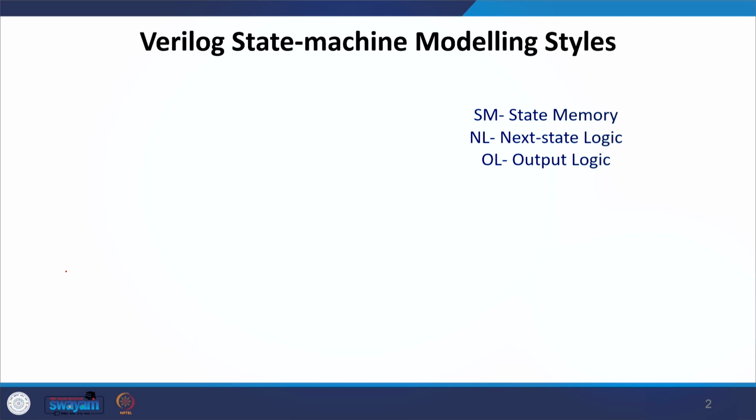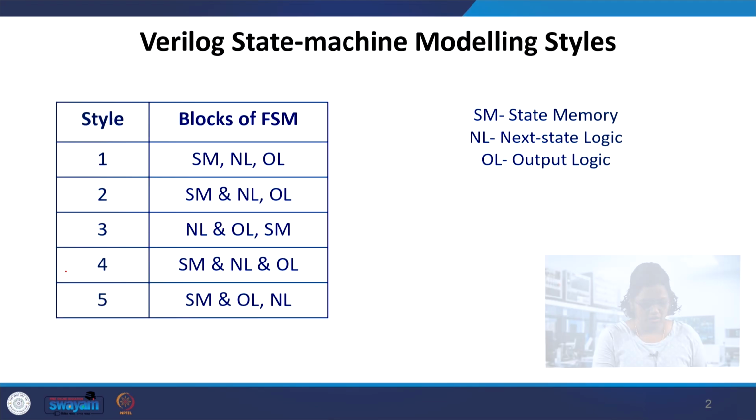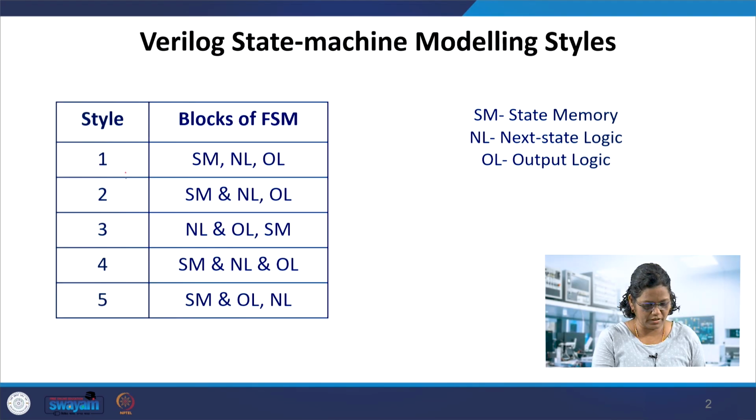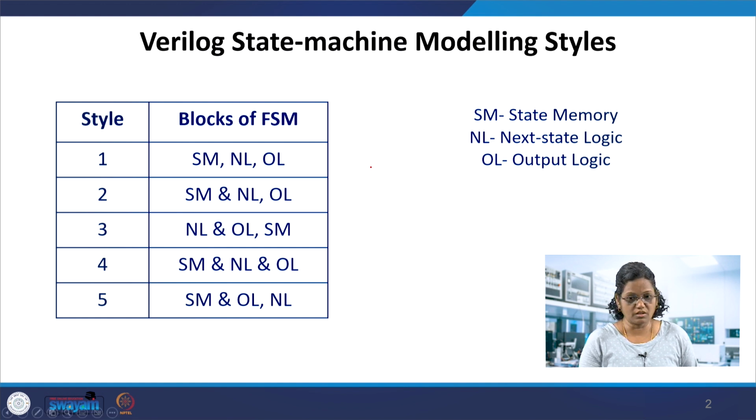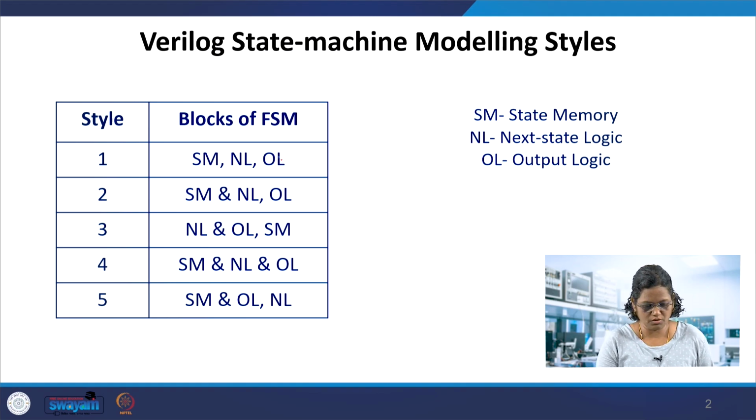So, Verilog state machine modeling styles. We learned in the previous lecture that there are 5 styles in which you combine the important blocks of the Verilog state machine: the state memory, next state logic, and the output logic. In style 1, the three important blocks of the state machine are modeled separately, in 3 different always blocks in a module.